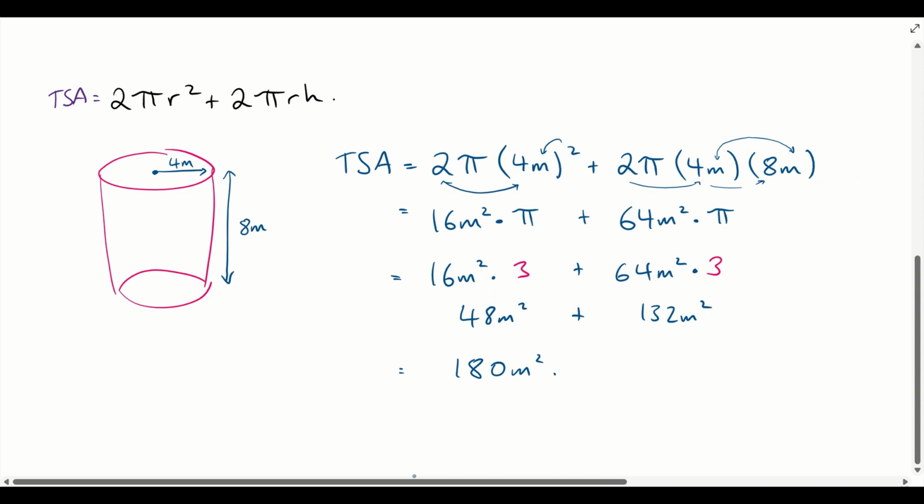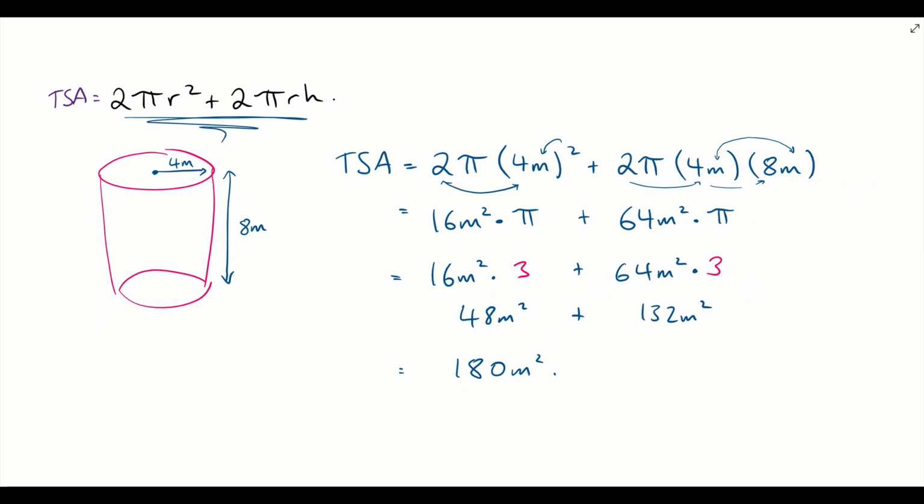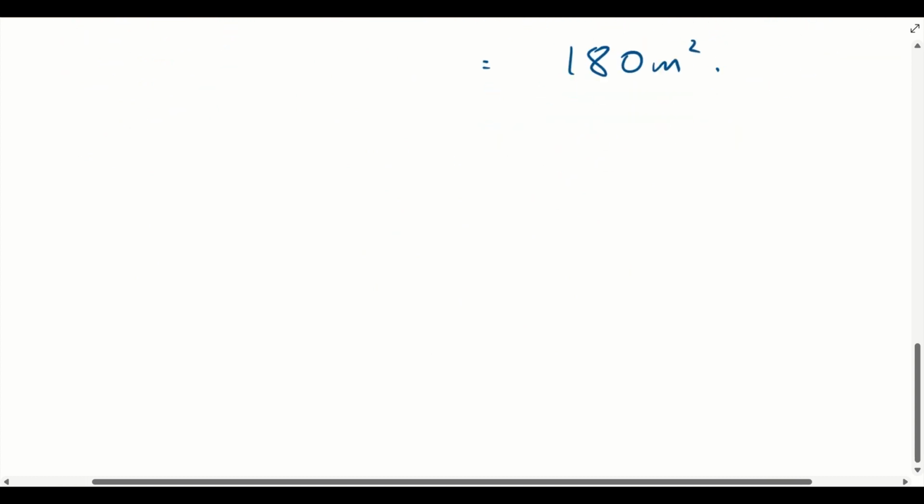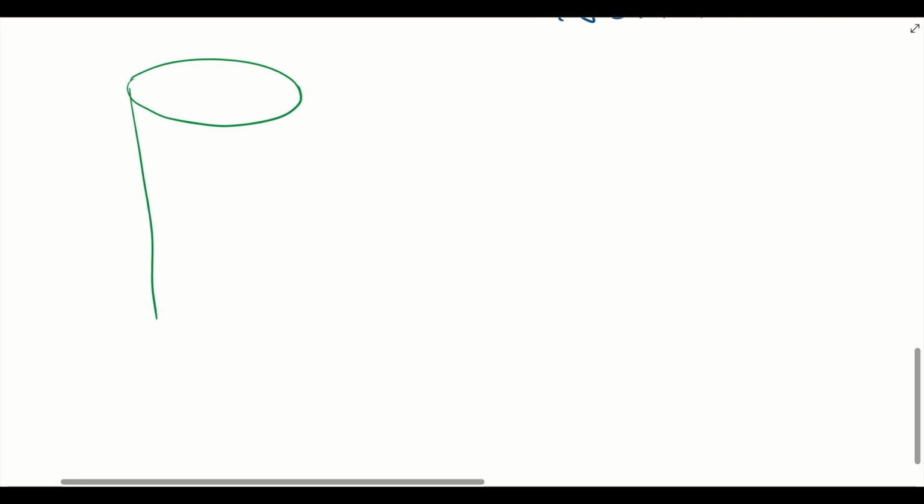So now that we've derived this equation, okay, all we have to do is, as long as we know the radius of our circle and the height of our cylinder, we can calculate the total surface area by simply putting those numbers into our equation. Okay, let's do one more example. And this time, it's going to be the same process, but just slightly different. So here we have our cylinder.